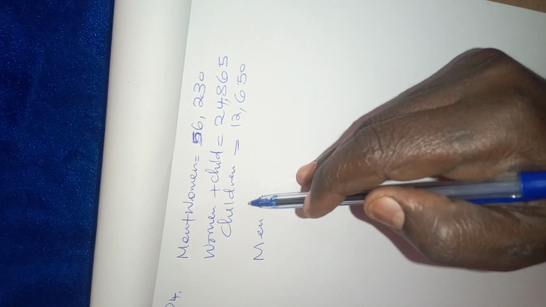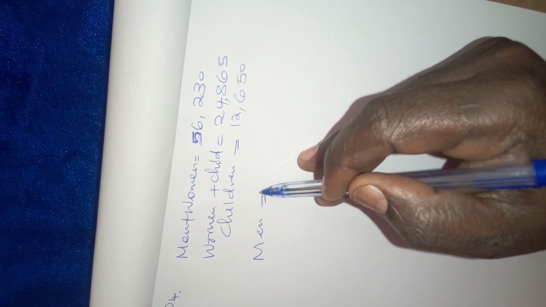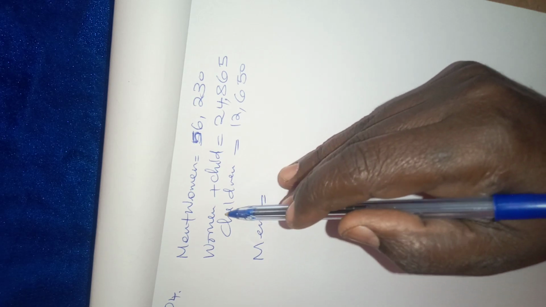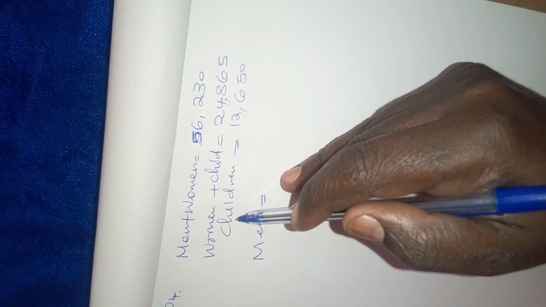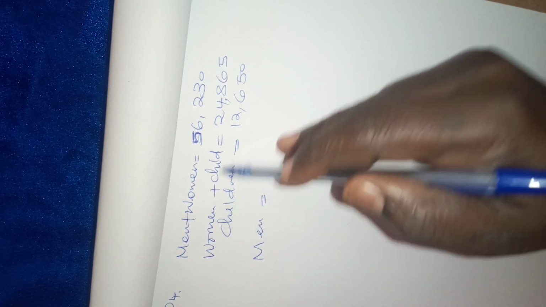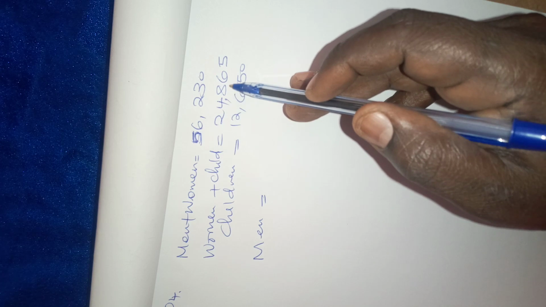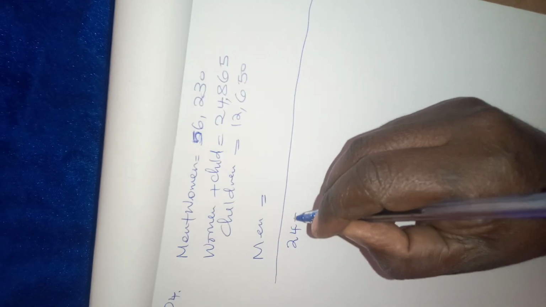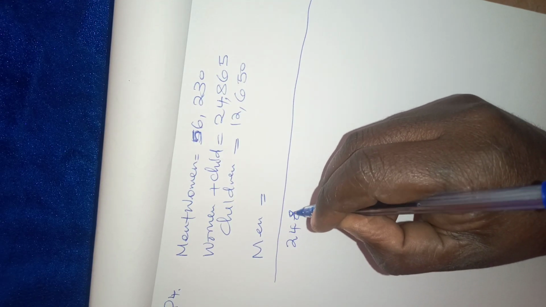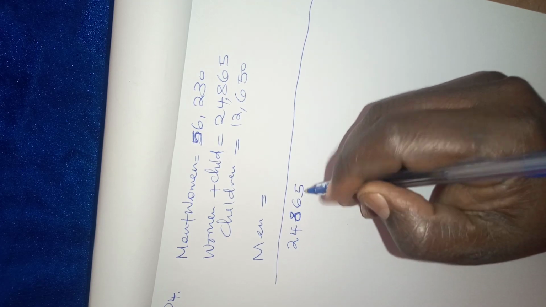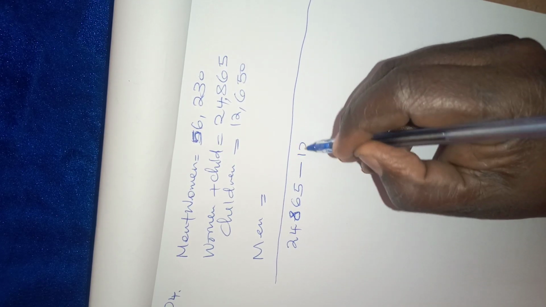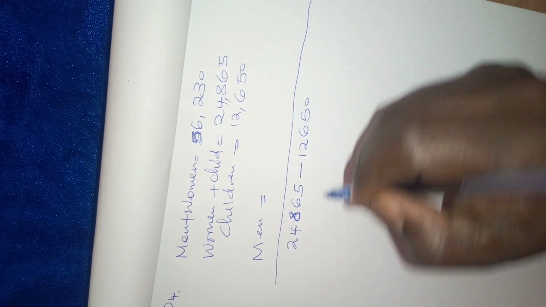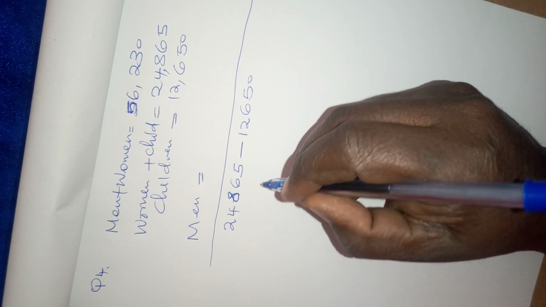Finally, we have children alone. Now, this makes it much easier for us in the sense that by having the number of children, we can separate the children from women and children together, which is 24,865. And then we shall have the number of women. So with the number of women and the children, which is 24,865, we subtract the number of children, which is 12,650.